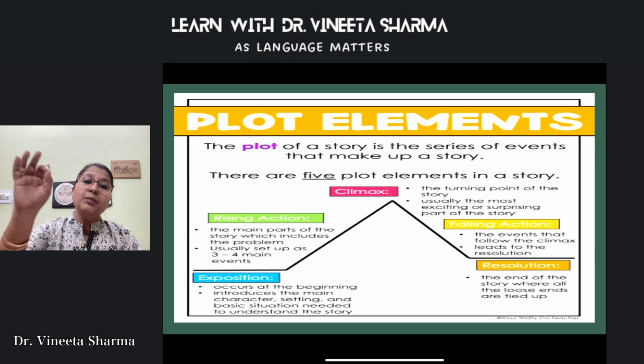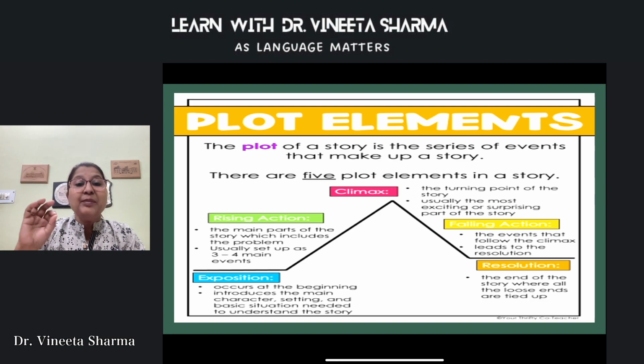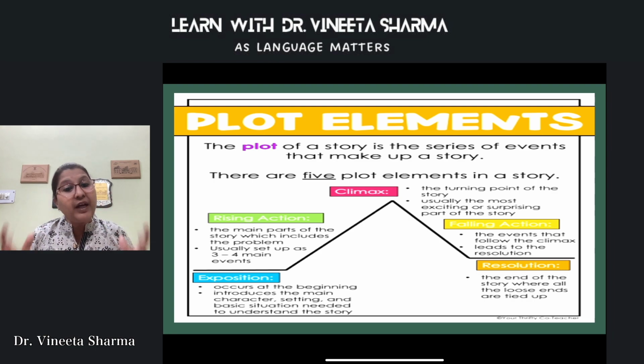Now you see, one of the biggest myths: climax is not the end of the story. Climax is actually the turning point of the story. It is the most exciting part of a story. Okay, it can be a surprising factor in the story. It can be a turning point in the story. That is why it is called the climax.